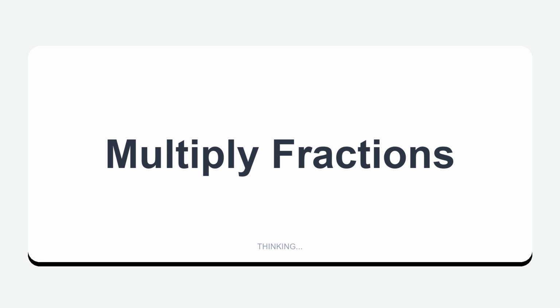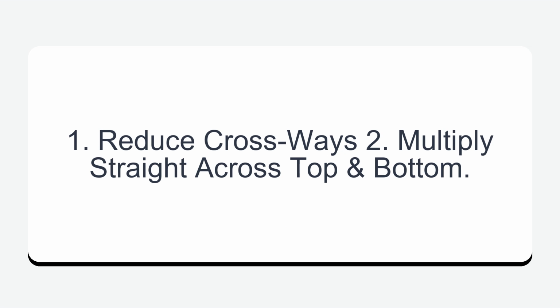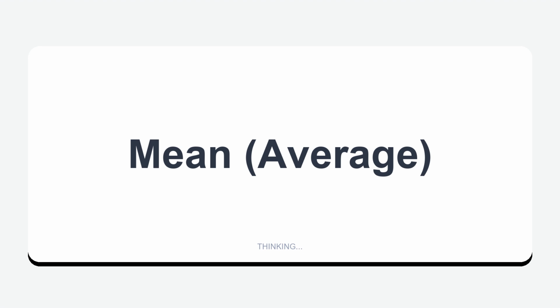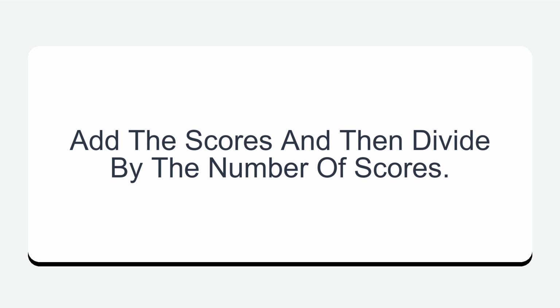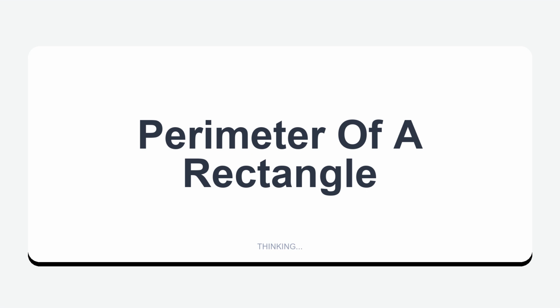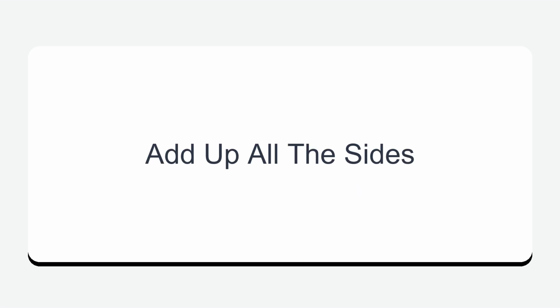Multiply fractions. 1. Reduce crossways. 2. Multiply straight across top and bottom. Mean, average: add the scores and then divide by the number of scores. Perimeter of a rectangle: add up all the sides.